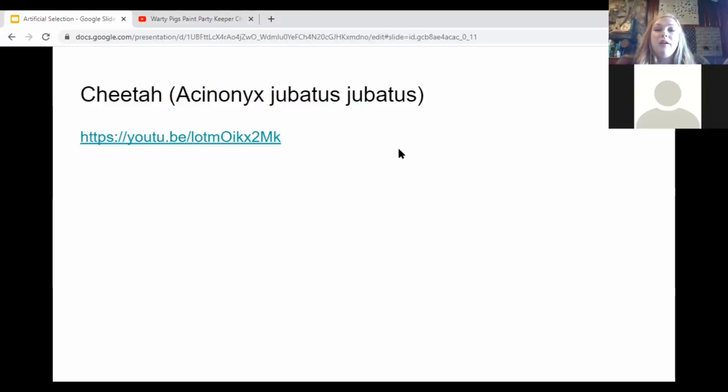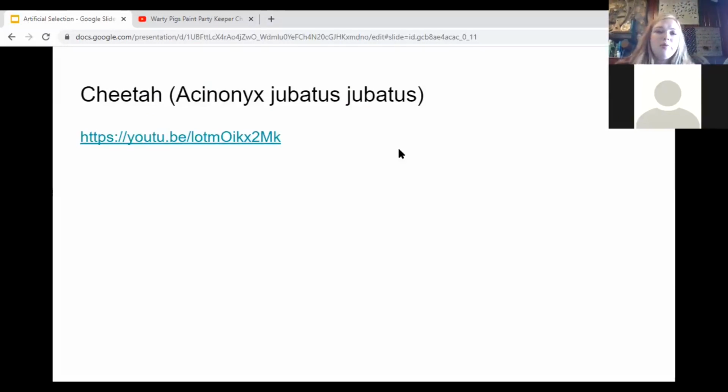But warty pigs are actually SSP animals, the yellow SSP, which means they are critically endangered. So they actually do have very low populations. We have two males, and they are brothers. So we are not looking to breed them anytime soon. However, we do participate in SSP and have many different species of animals that are SSP.